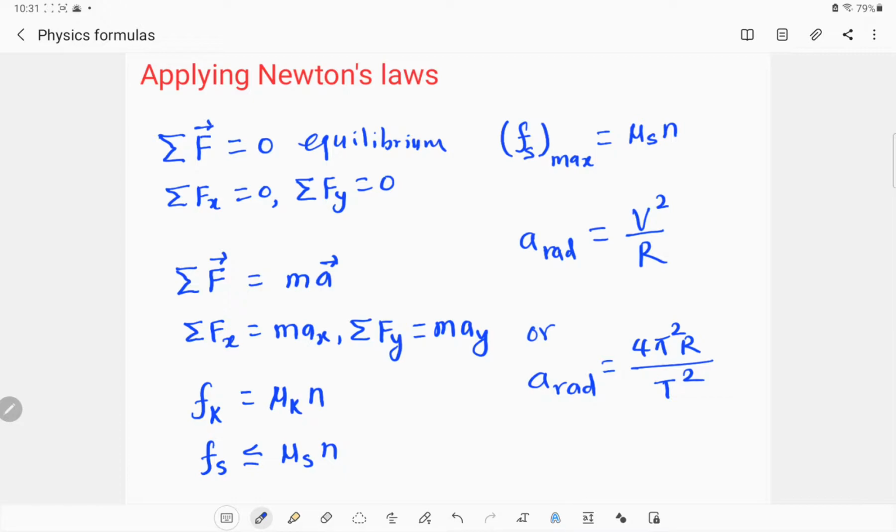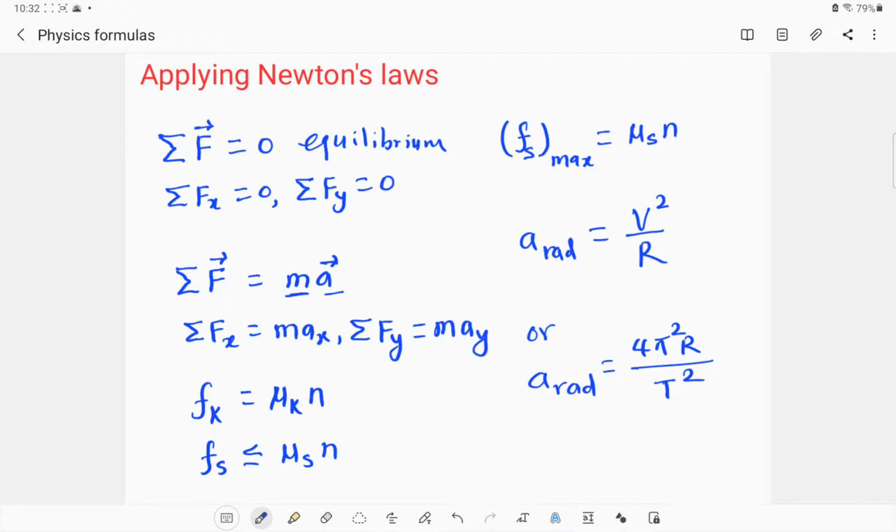The second law tells you the net force acting on a body is equal to ma, where m is the mass of an object, the mass of a body, and a is the acceleration in the direction of the net force. Remember that acceleration will always be in the direction of the net force. Okay, this is the second law. And the third law is, in every action there is an equal and opposite reaction.